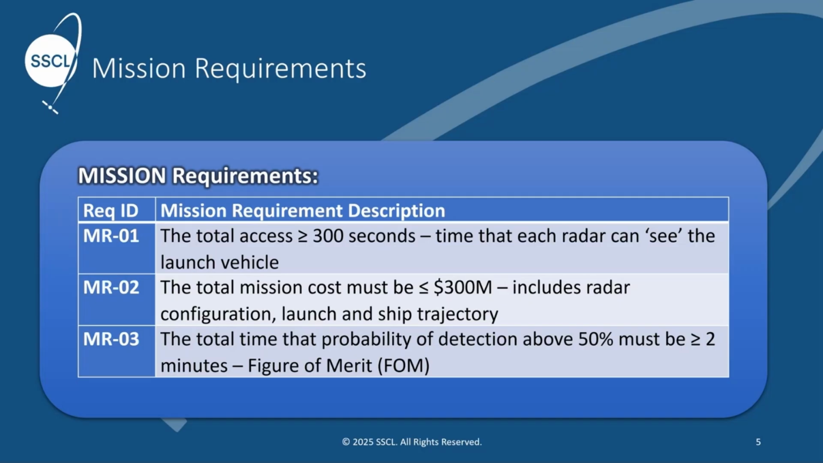There are three mission requirements that constrain the scenario. The first one is a line of sight access. All active radar combinations must track the launch vehicle for at least 300 seconds. The second one is the total costs of the mission, including fixed and operational, must stay under $300 million. And the last one is regarding the probability of detection. The combined radar network must maintain a probability of detection above 50% for at least 120 seconds.